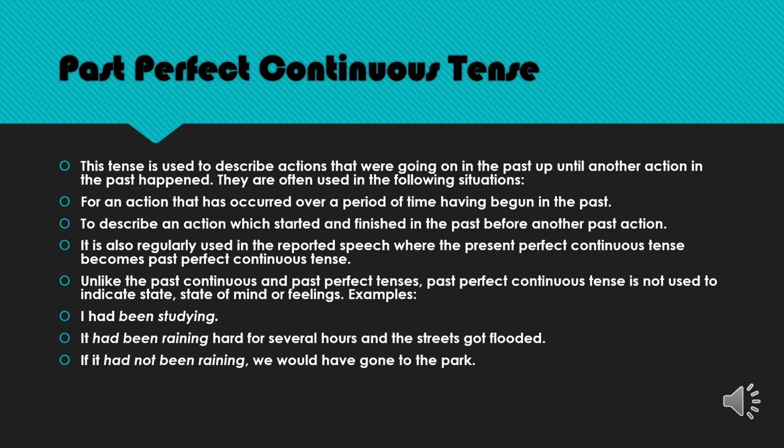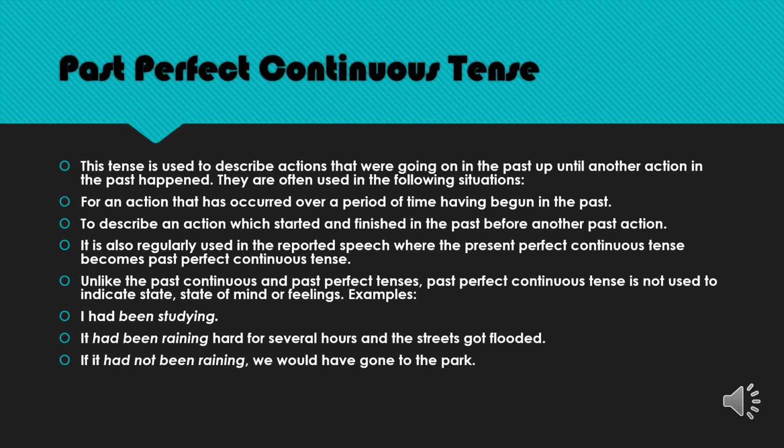Now the last kind is past perfect continuous tense. This tense is used to describe actions that were going on in the past up until another action in the past happened. They are often used in the following situations. For an action that has occurred over a period of time having begun in the past, to describe an action which started and finished in the past before another past action. It is also regularly used in reported speech where the present perfect continuous tense becomes past perfect continuous tense.